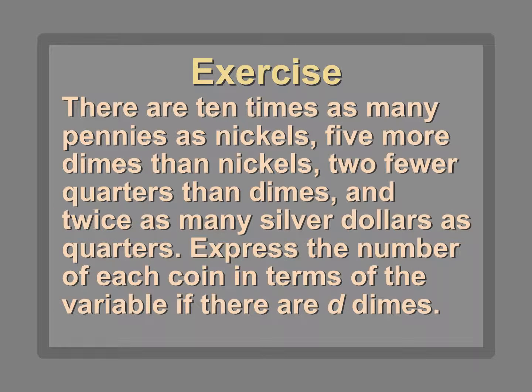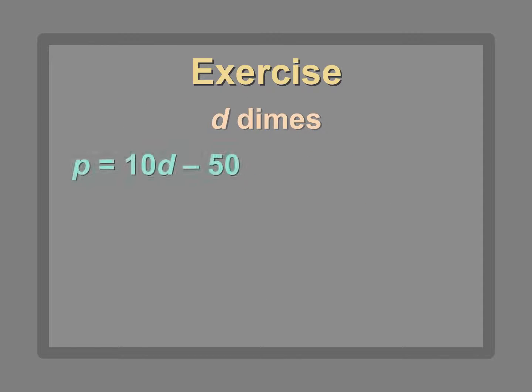All right, so we're going to use the same information, except for now we are going to express the coins in terms of dimes, d. So for pennies, we're going to have 10d minus 50. And then for nickels, it would be d minus 5, because d was n plus 5. And then for quarters, it would be d minus 2. And then for silver dollars, it would be 2d minus 4.